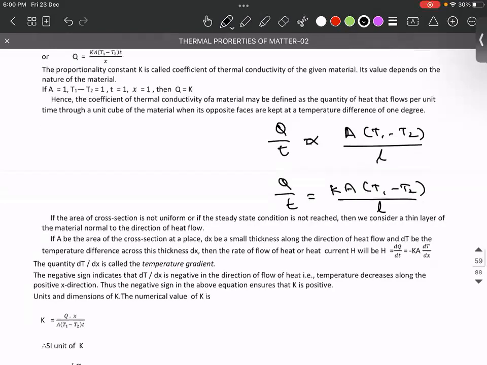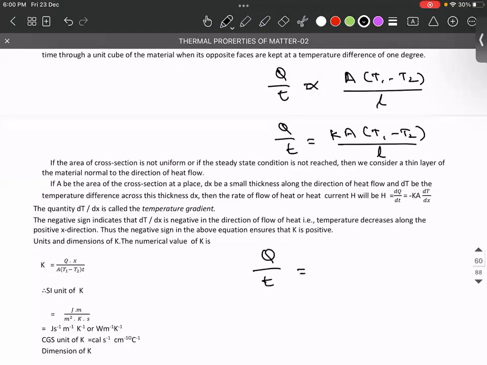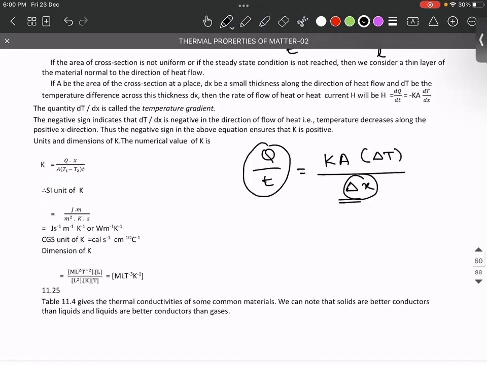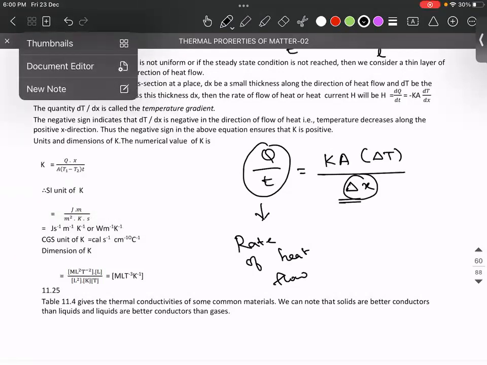Now observe. Q by t will be equal to K A into delta T divided by delta X. Delta X is the distance between those two points, which I called length. Then this Q by t is called the rate of heat flow. So Q by t is equal to K into A into delta T divided by delta X. This Q by t can be called the heat current.